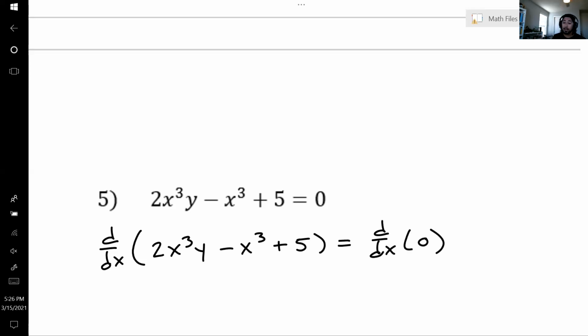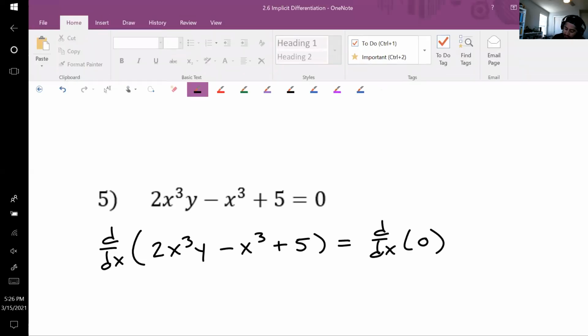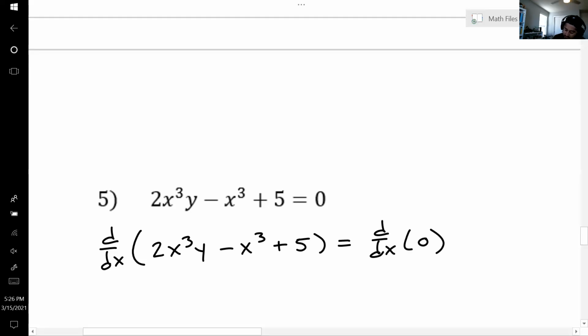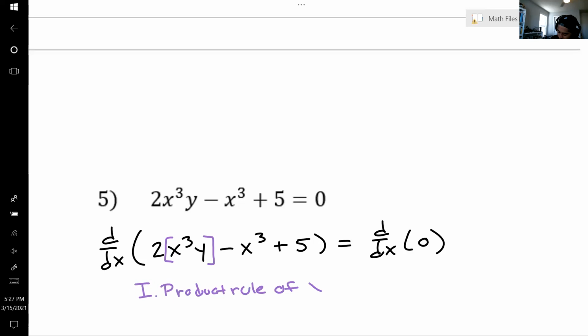Again, we have to pause for a second because we need another implicit product rule here. So this is going to use another implicit product rule of x cubed y.